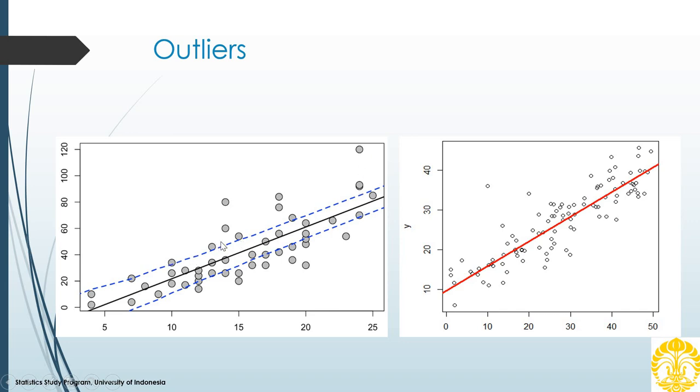We see here two dashed lines. Usually this is the confidence interval of the prediction, plus or minus 2 standard deviations from the expected value. Some points outside this are already considered outliers in some references, but other references say that an outlier is a point more than 3 standard deviations away. So for this example, I think we can just say this point up here and this point up here are outliers.